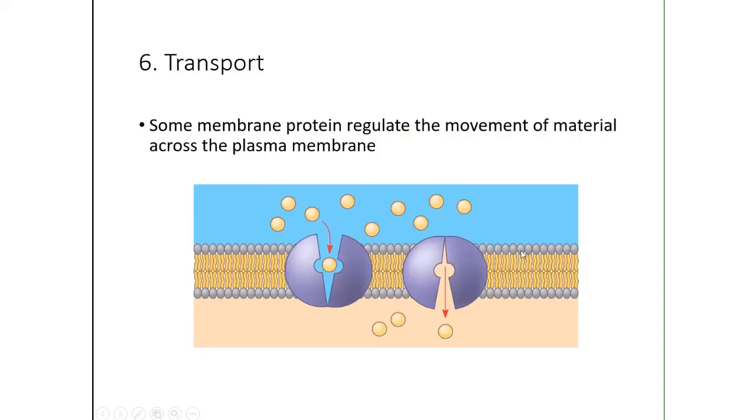Last but not least, membrane proteins are also going to be involved in transport. That is, they are the ones responsible for controlling what can go into the cell and what's going to come out. They regulate the movement of materials across the plasma membrane. So here you can see a transport protein grabbing onto one of these circles, and then by changing shape like a revolving door, it's going to split the circle onto the inside of the cell.